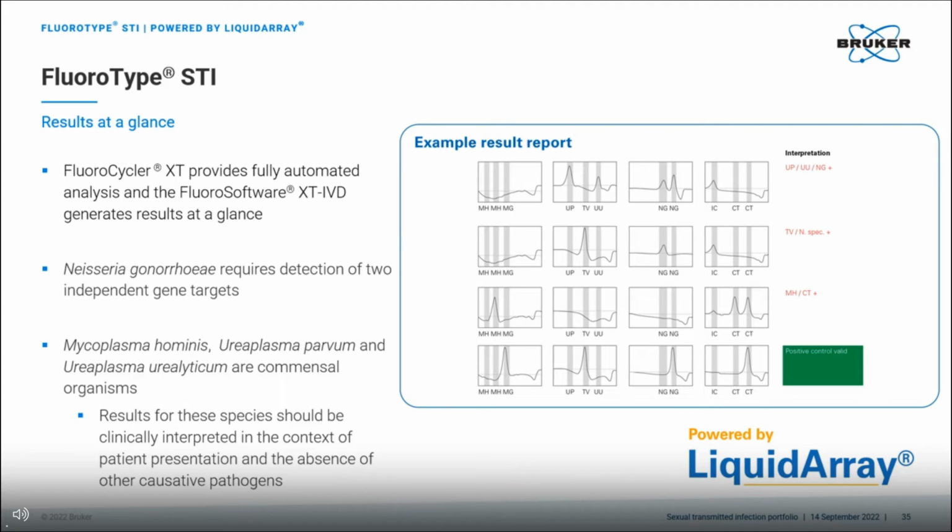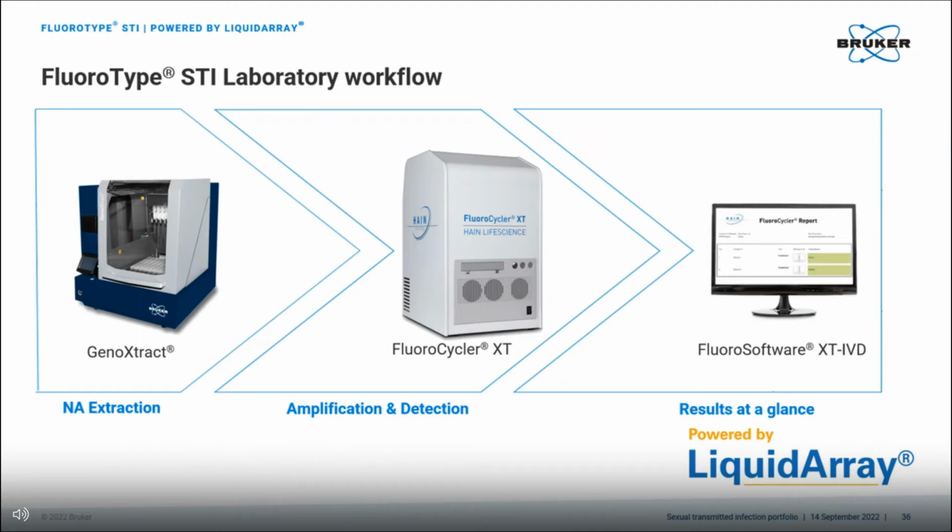The additional organisms, Mycoplasma hominis, Ureaplasma parvum, and Ureaplasma urealyticum, are commensal organisms, and so we do report these out, but the results for these species should be clinically interpreted in the context of patient presentation and in the absence of other causative pathogens. The FluoroType STI is currently validated on our GenoExtract system onto the FluoroCycler XT and providing results at a glance with the Fluoro software. And it will be available soon also on the GenoExtract FlexT, our larger liquid handling system.